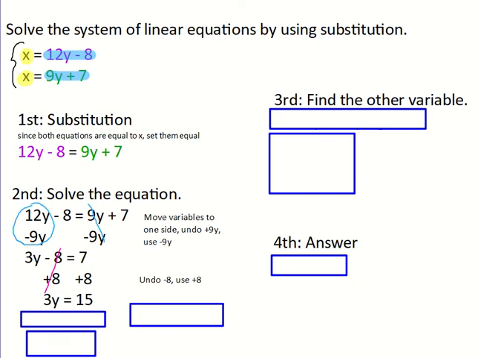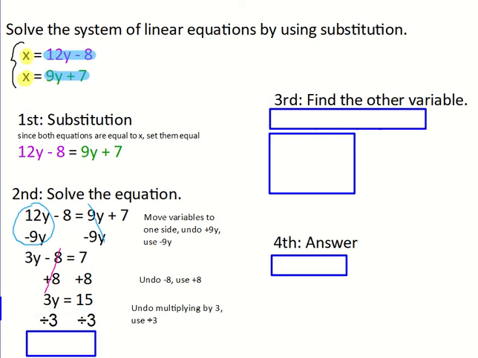At this point, you have 3 times y equals 15. The opposite of multiplication is division. So we're going to divide both sides by 3. When you do that, 3 divided by 3 is 1, so you're left with just 1y, which is just y. And then 15 divided by 3 is 5. So y is equal to 5.